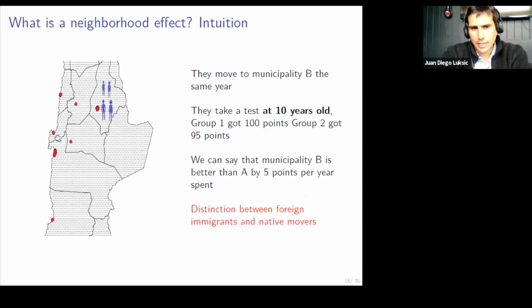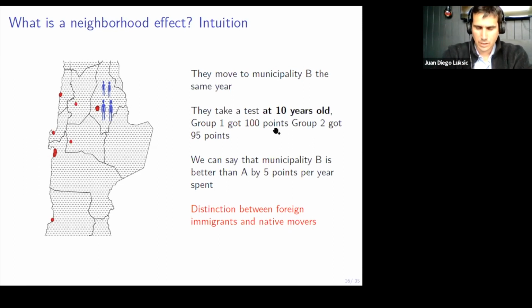So if they move from municipality A to municipality B the same year, and they take a test when they are 10 years old, I can say that the difference between these two groups of kids is reflecting the neighborhood influence on them. Why? Because those kids that move younger have more time exposed in municipality B in this case. In particular, the difference between these two groups will give me the gain of spending 1 year in municipality B instead of 1 year in municipality A. So in this example, if the difference between these two groups is 5 points, I say that municipality B is better than municipality A by 5 points per year spent.